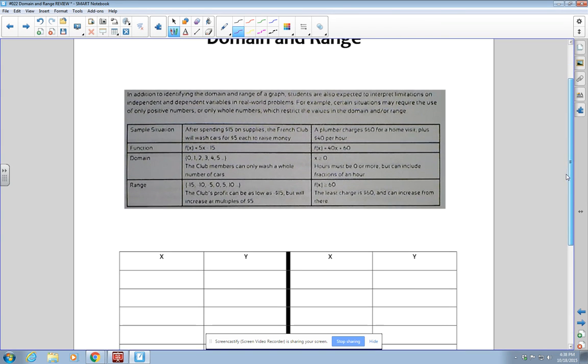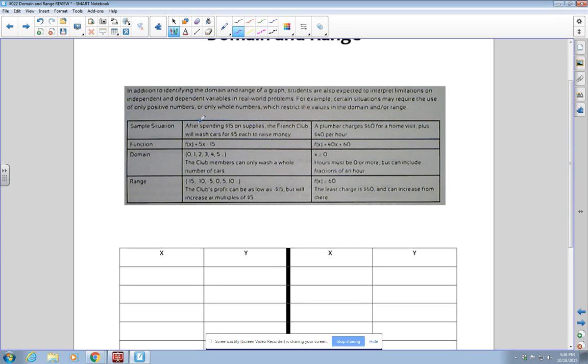Now let's look at the example. After spending $15 on supplies, the French Club will wash cars for $5 each to raise money. Once we write the function, it is written as f of x is equal to 5x minus 15. Okay, and we're subtracting 15 because we spent money. And we need to know what the domain is. So whenever we plug in an x value, we'll input an x value and figure out what our y is. So whenever x is 0, we are negative money, -$15.